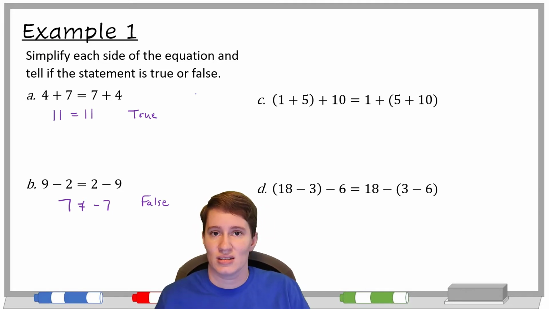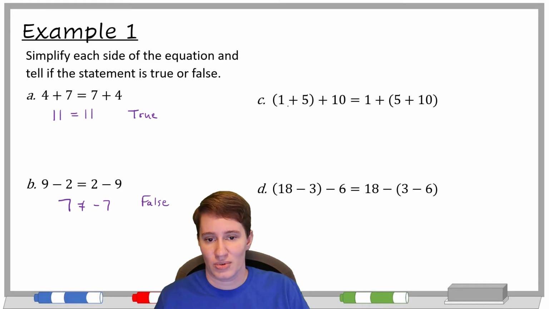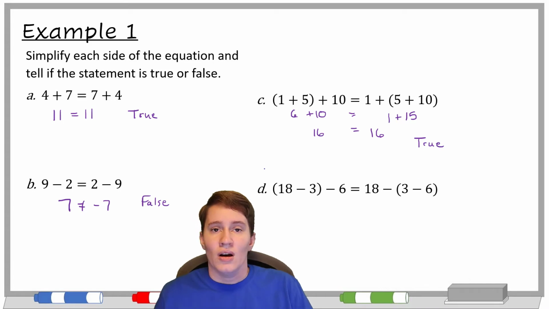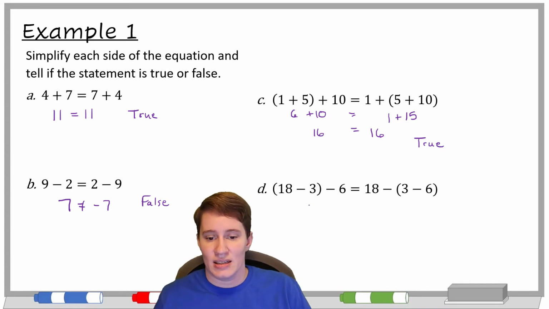On C and D, this is an associative property that we're using. 1 plus 5 is 6, plus 10 is 16. Here, 5 plus 10 is 15, plus 1 gives you 16. 16 equals 16, so that is true. D, 18 minus 3 is 15, and then we would minus 6 and get 9.